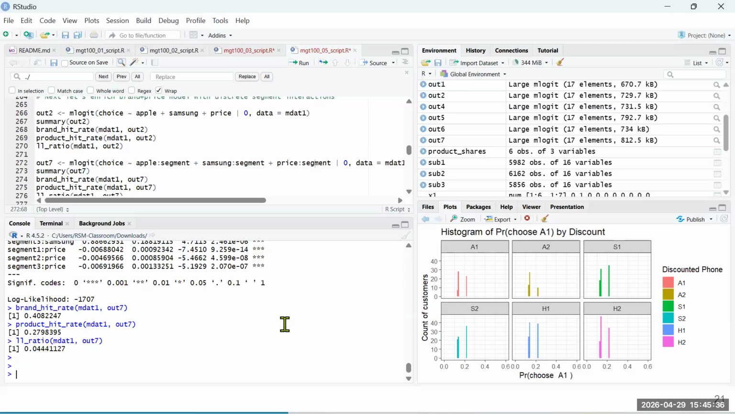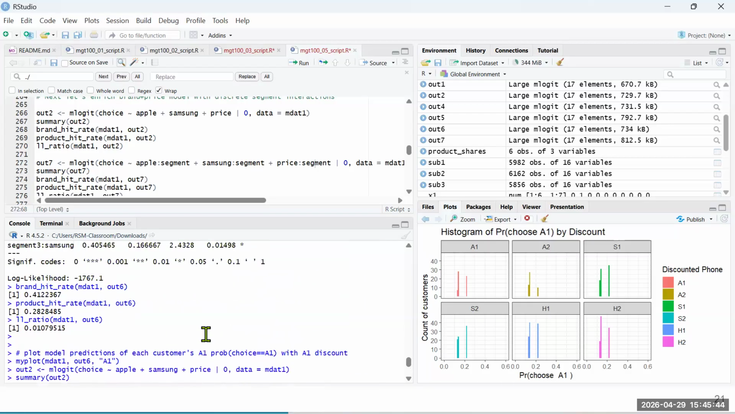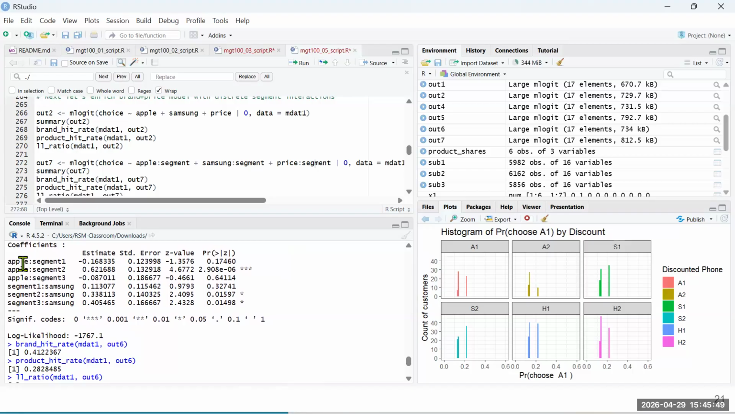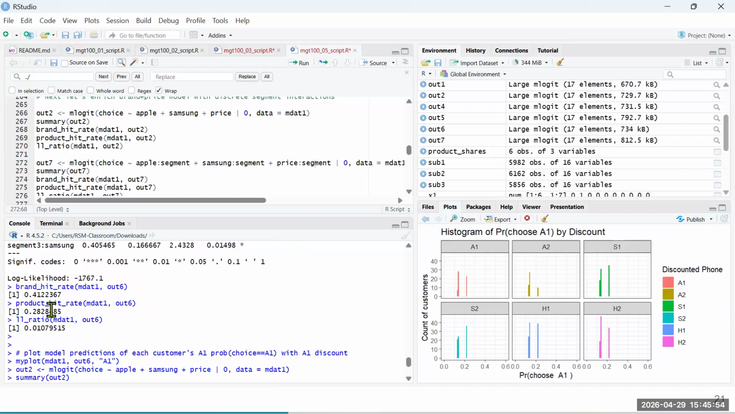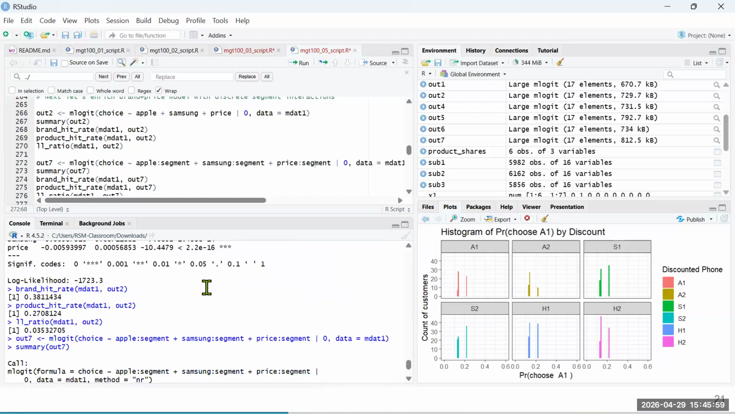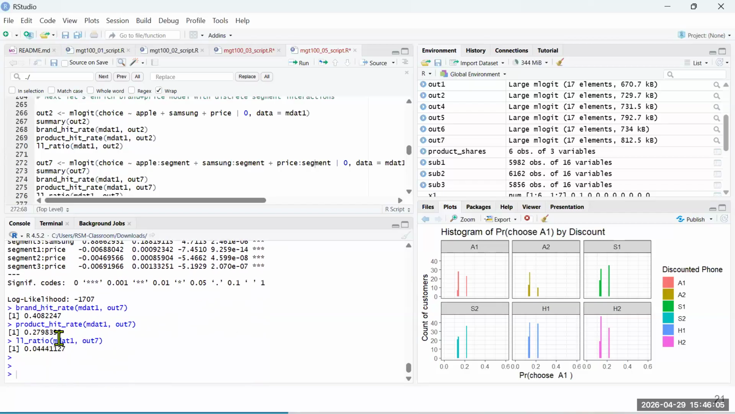Now, something kind of interesting here. Model 7 is a strict generalization of Model 6. So here's Model 6. We have brands interacted with segment indicators, and our product hit rate is 28.2. Model 7, we add price and interact everything with segment. And our product hit rate actually falls a little bit. Not by a lot, but from 28.2 to 27.98%.